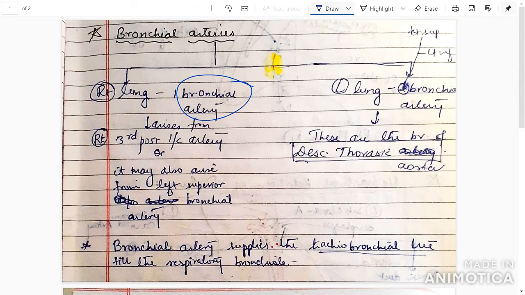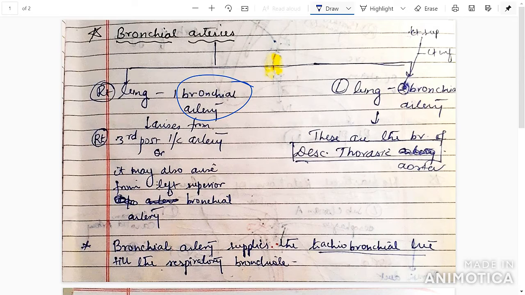So the bronchial artery for the right lung arises from the right third posterior intercostal artery, or it may also arise from the left superior bronchial artery. But most commonly it arises from the right third posterior intercostal artery, and the chance that it arises from the left superior bronchial artery is very slim.